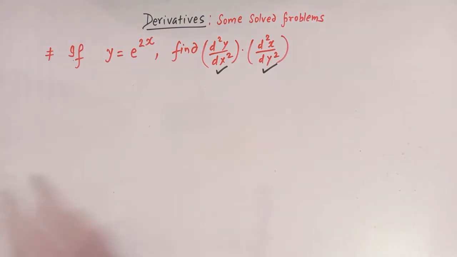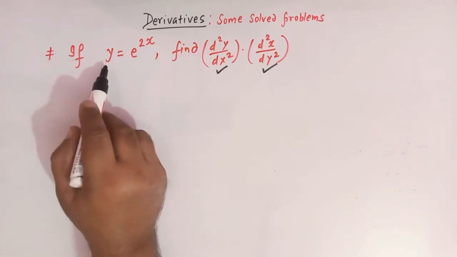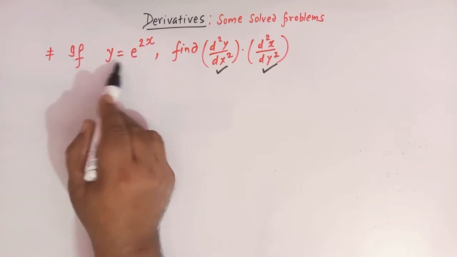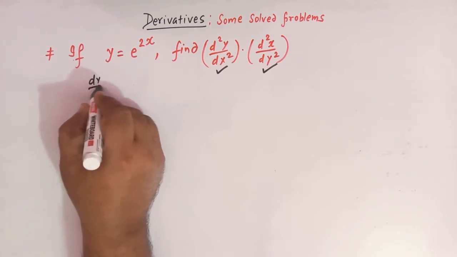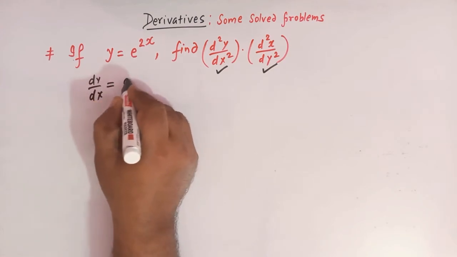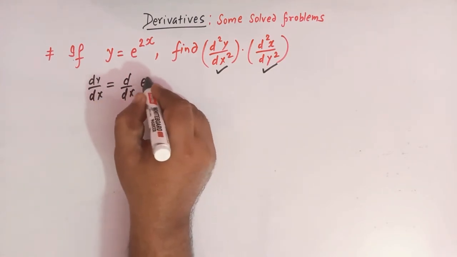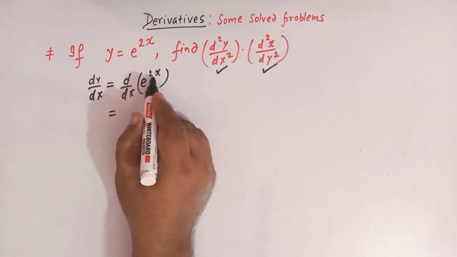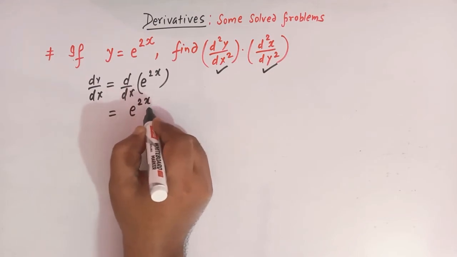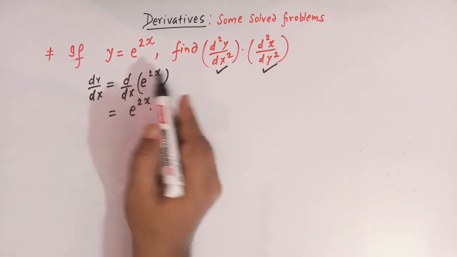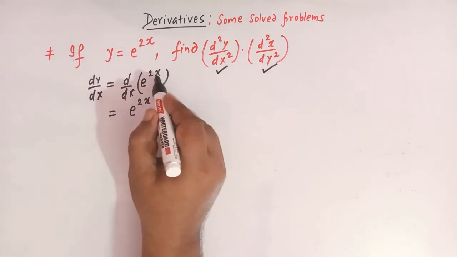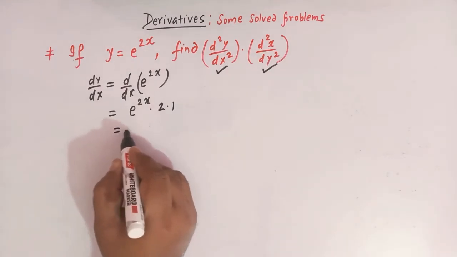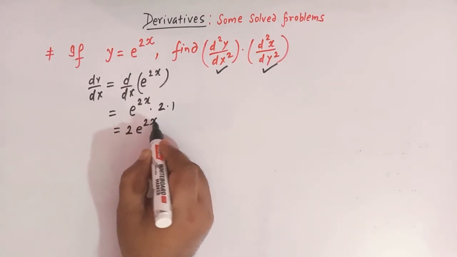So let us start. Now see, here we are given y is equal to e raised to 2x, right? So let us differentiate both sides with respect to x. So we have dy over dx is equal to d by dx of e raised to 2x, right? Now the derivative of e raised to 2x is e raised to 2x, and by chain rule the derivative of 2x is 2, because the derivative of x is equal to 1, right? So we have 2 times e raised to 2x.